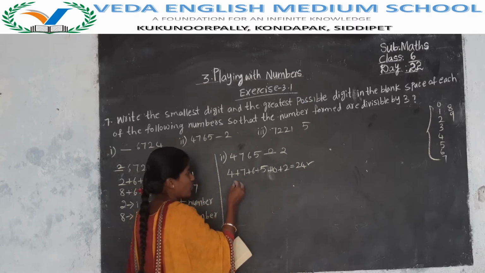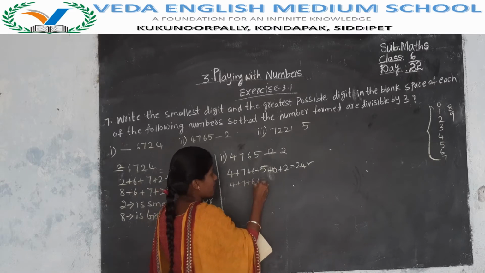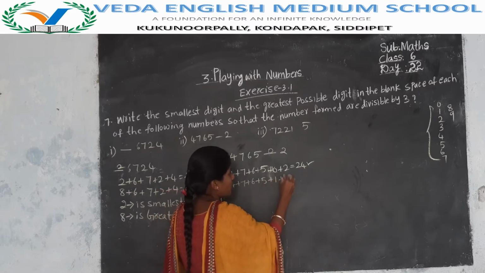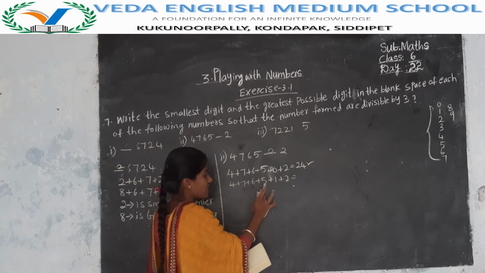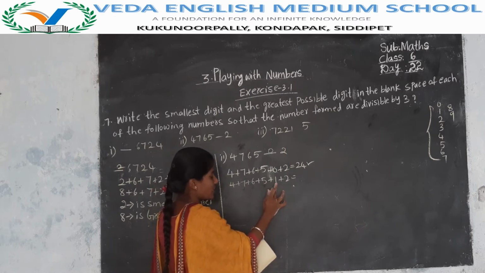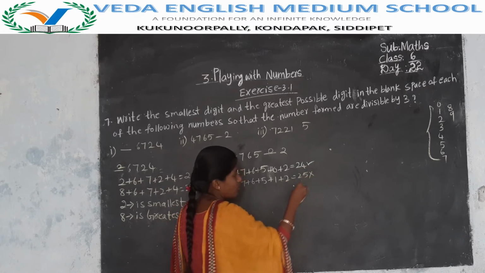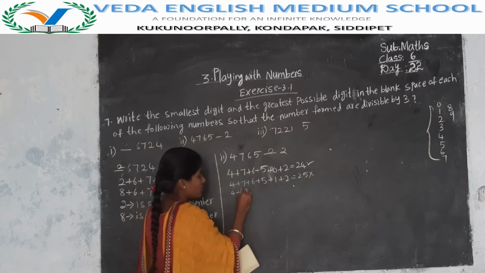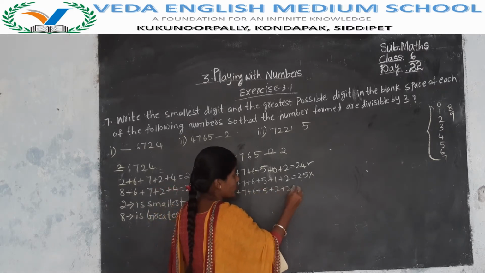Next we will try with 1. 4 plus 7 plus 6 plus 5 plus 1 plus 2. 4 plus 7 is 11. 11 plus 6 is 17. 17 plus 5 is 22. 22 plus 1 is 23. 23 plus 2 is 25. 25 is not divisible by 3. Next we will try with 2. 4 plus 7 plus 6 plus 5 plus 2 plus 2.